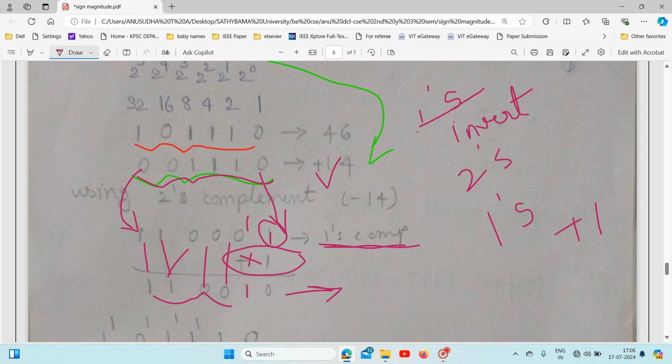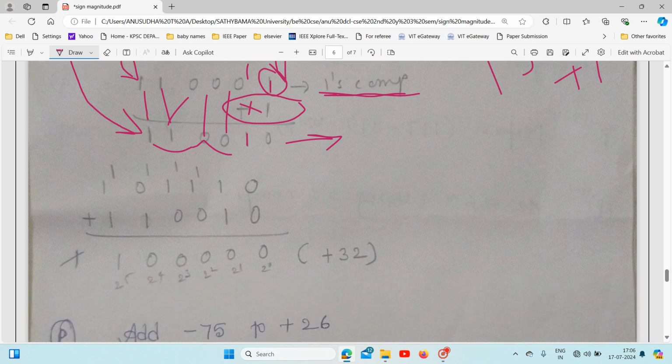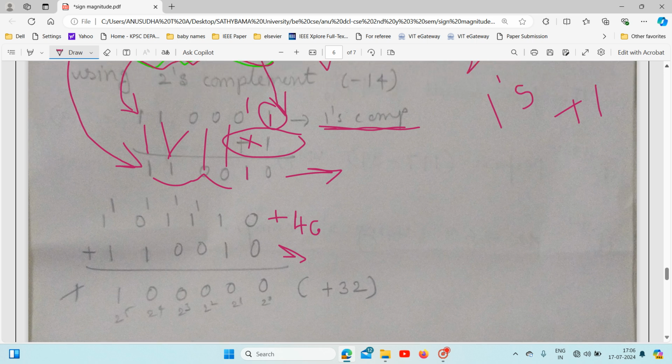Now you have to add 46 with this number. So this is the plus 46. This one is the minus 14, right? So after adding plus 46 with the minus 14, you will get 32. The result is 32 because the first number is greater when compared to the second number, right? What is the second number? The second number is minus 14. So our result is a positive value, right?